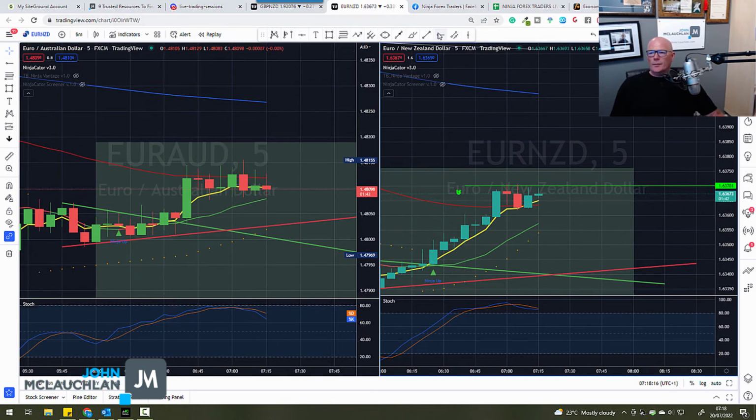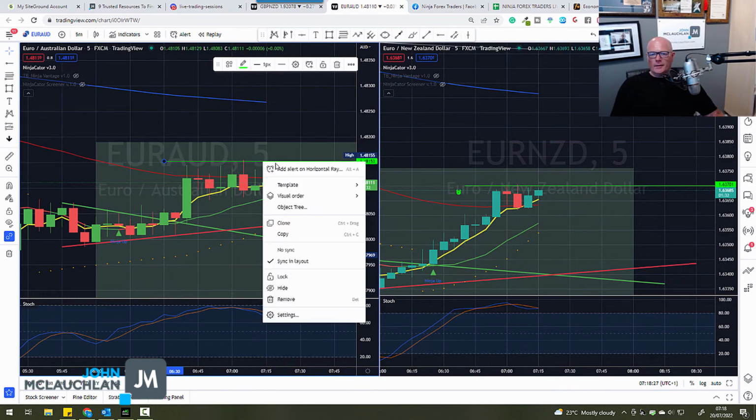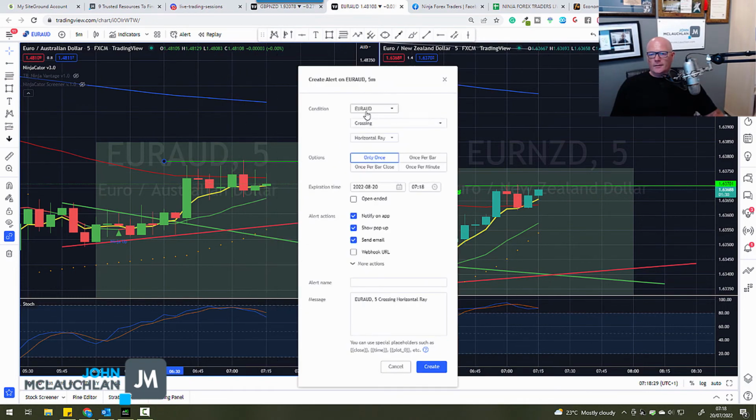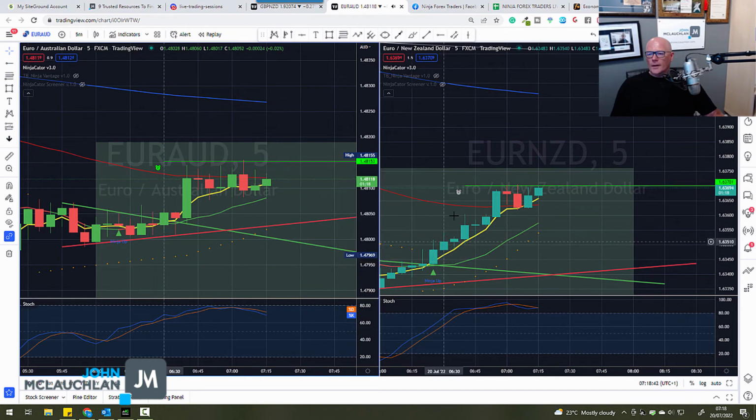and again we could put a horizontal ray on the Euro Australian dollar. Let's put it there. Okay, let's put it on this higher high, and then we can just right click, add alert, Euro Australian dollar crossing the horizontal ray, let us know once and notify us this way, click create. Okay, so that's gone off on there. Did you hear the little trumpet tune?